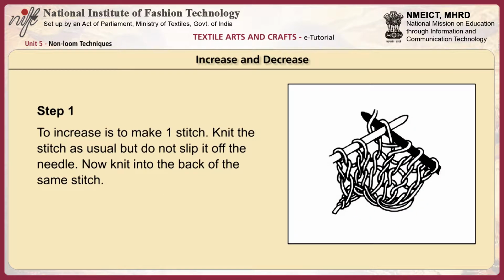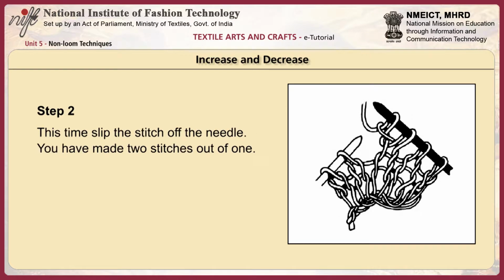Step 1. To increase is to make one stitch. Knit the stitch as usual, but do not slip it off the needle. Now knit into the back of the same stitch. Step 2. This time slip the stitch off the needle. You have made 2 stitches out of 1.